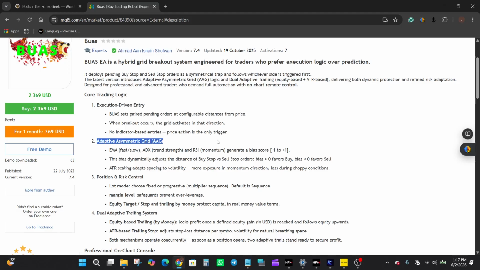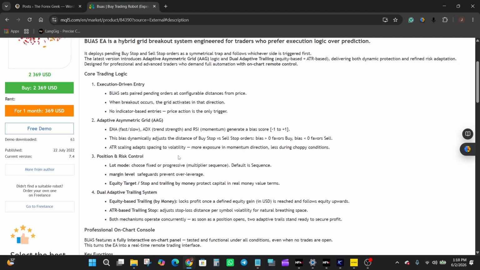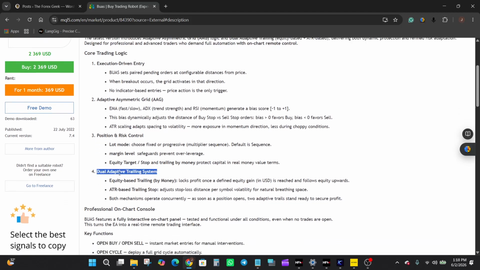This is interesting because it uses EMA, ADX, and RSI to generate a bias score, which then adjusts how the grid is distributed between buy and sell sides. It also mentions ATR-based scaling, meaning spacing adjusts depending on volatility conditions. There is also a dual trading system, one based on equity in money terms and another based on ATR. So it's trying to protect profit both from an account level perspective and a price action volatility perspective.